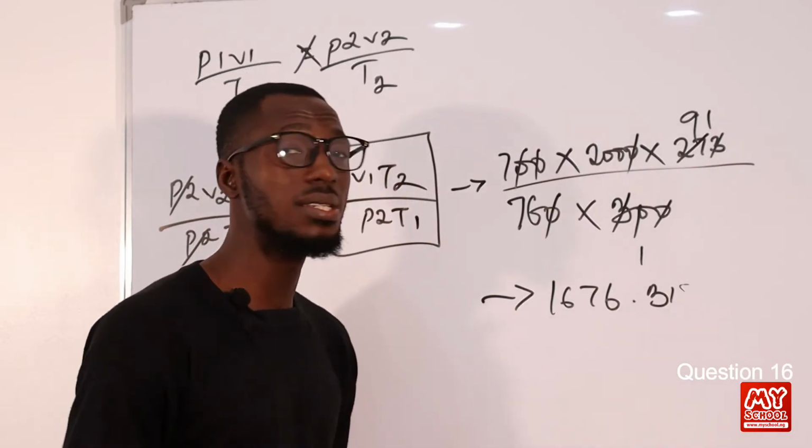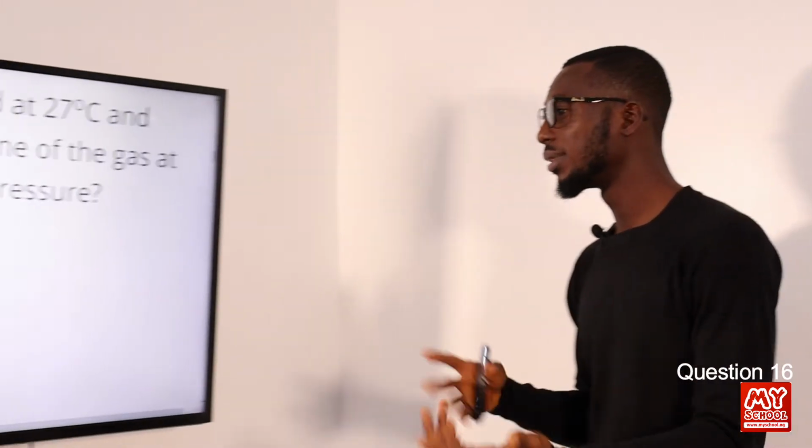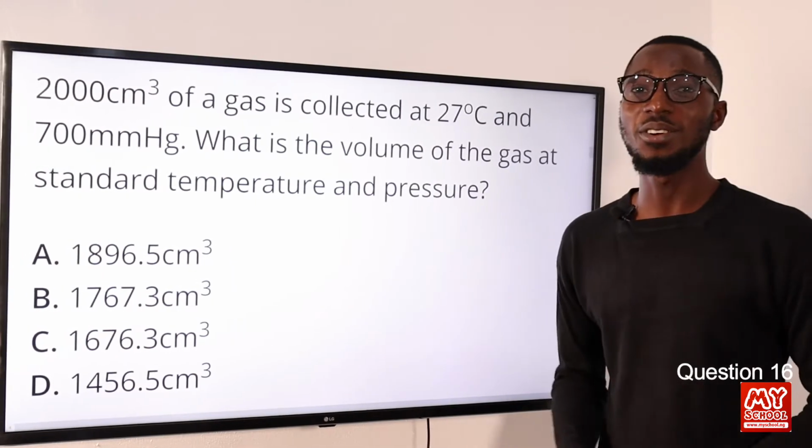Let's see if we have this given to us in the options provided. 1676.31 thereabout. Of course we can find that in option C. So option C is the correct option.